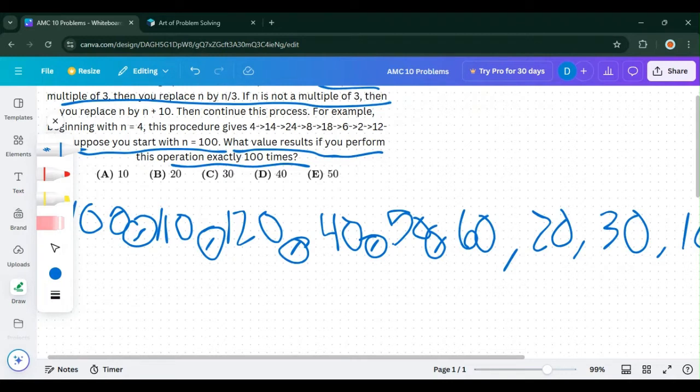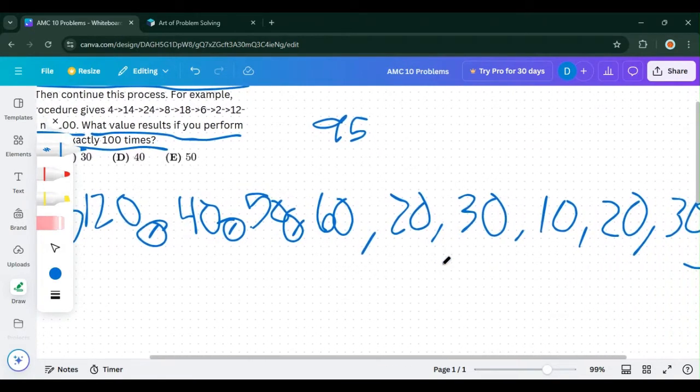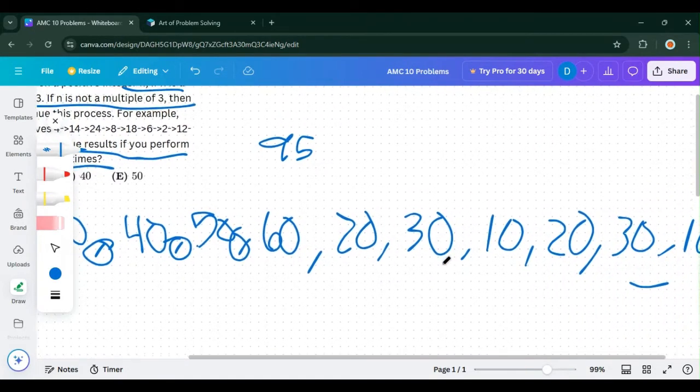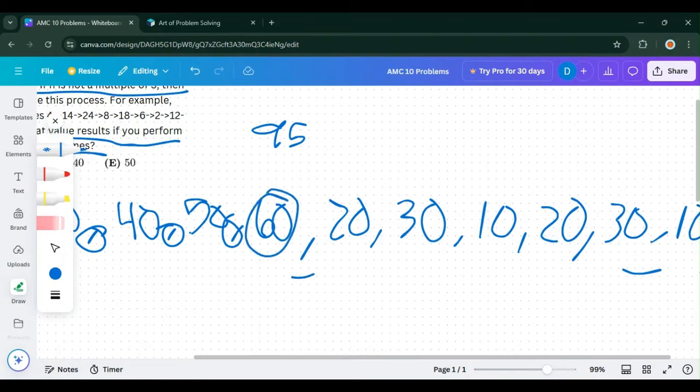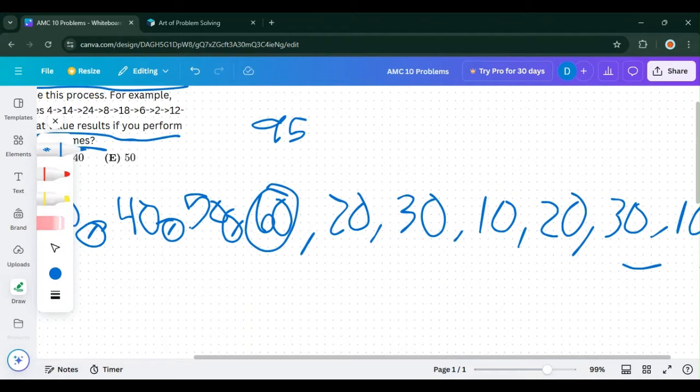So the operation is being performed 5 times, and those 5 times really don't do anything for us because these are just random numbers at the start. So we start with 60, and really this operation doesn't matter, because there will never be another operation where we go from 60 to 20. So we already performed it 6 times, and now we have 94 operations left. We want to see the 94th operation.